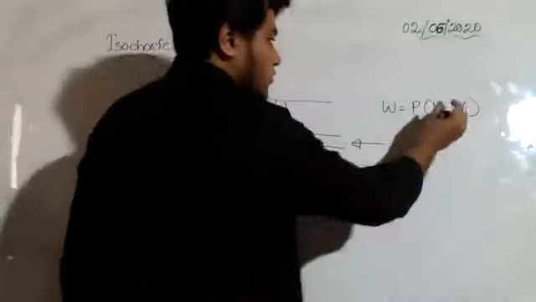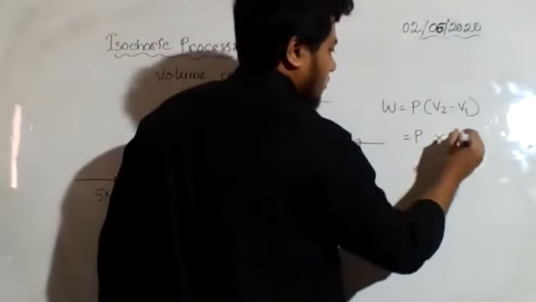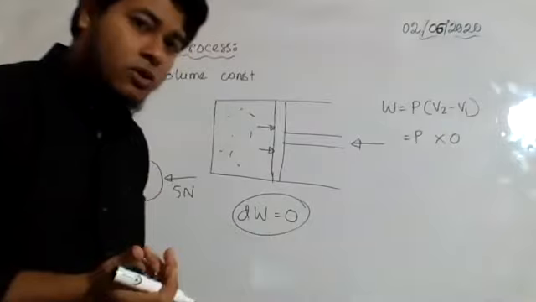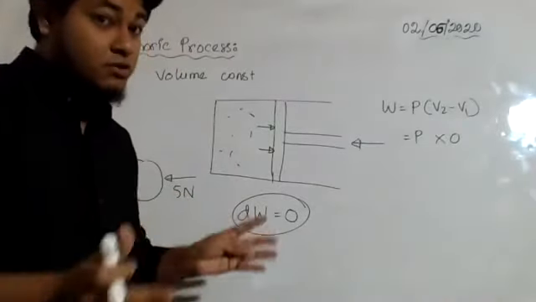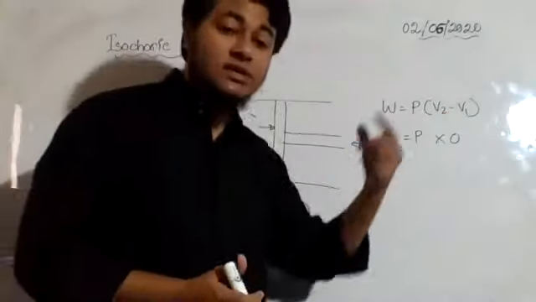There is no change of volume. Then what will happen? P into 0, because V2 minus V1 is 0. Previously, the volume was V1. Now also it is V1, because I did not change. So the change is 0.